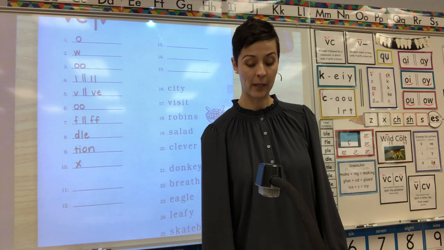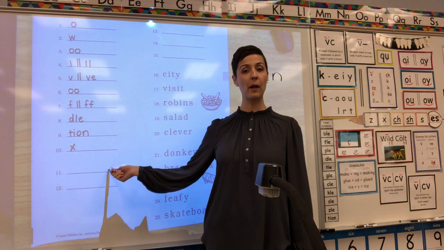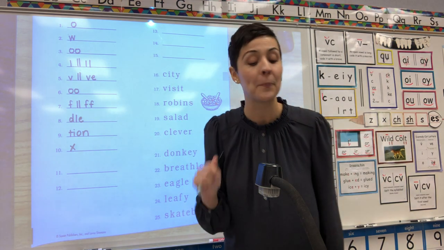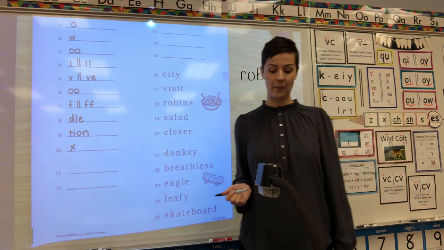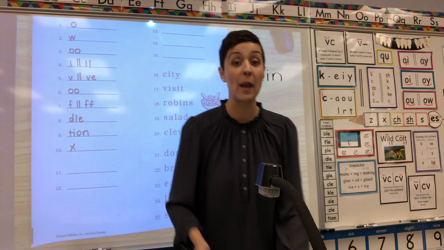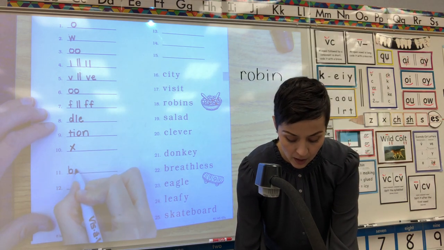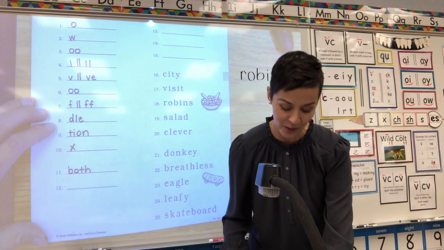These are our review spelling words using our review sounds. By number 11, wild colt word, spell for me the word both. What word? Both. Okay, will you spell both for me starting B? Ready? B-O-T-H. Nice job.